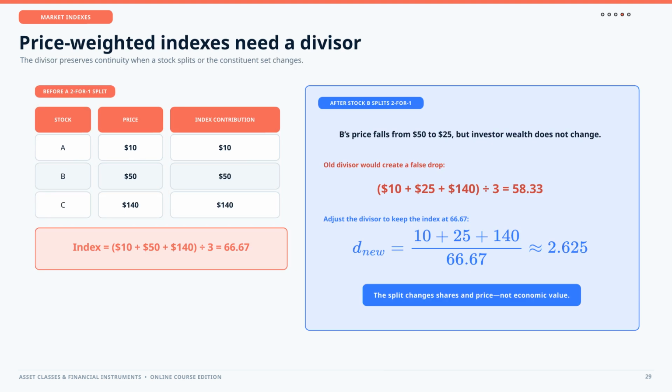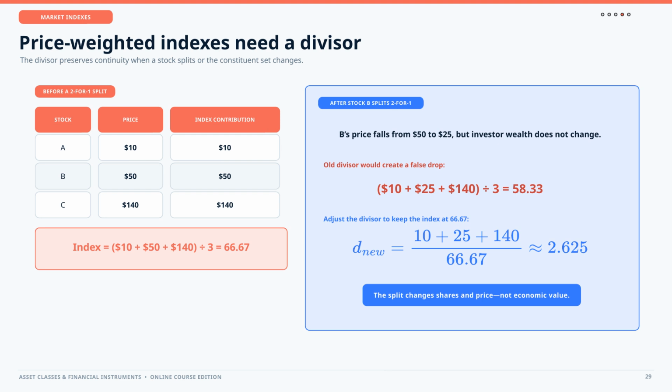A price-weighted index begins by adding component prices and dividing by a divisor. Before a split, 3 stocks priced at $10, $50, and $140 produce an index level of 66.67 when the divisor is 3. If the $50 stock splits 2 for 1, its price becomes $25 even though investor wealth is unchanged. Using the old divisor would create a false index decline.